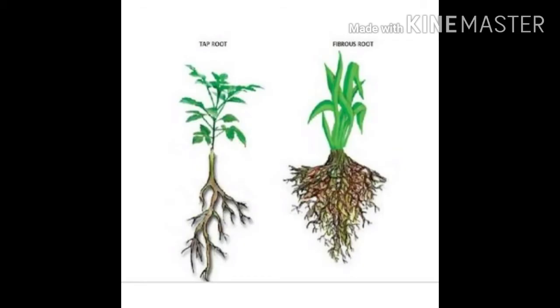The root system of a plant generally grows below the ground. The roots fix plants firmly to the ground. There are two types of roots: taproot and fibrous root.